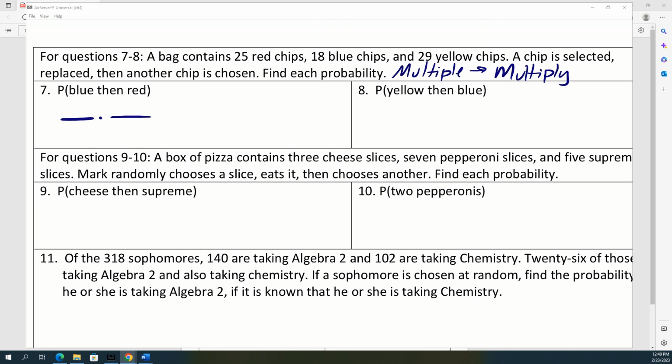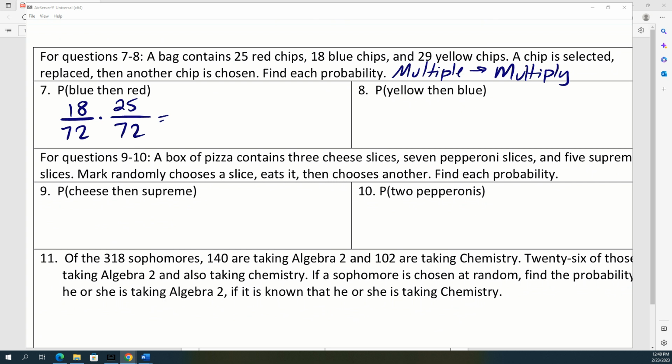red. So how many blue are there? 18, good. And the total, 72 chips. Okay, and then he puts it back in, and now we want to get a red. 25, and how many total? 72. Still 72 because he replaced it.